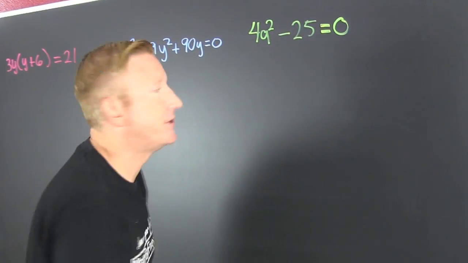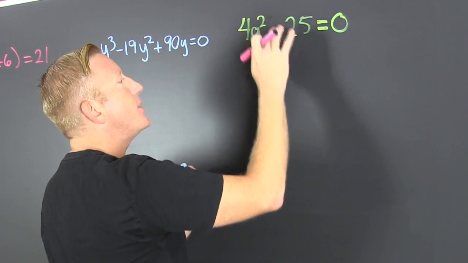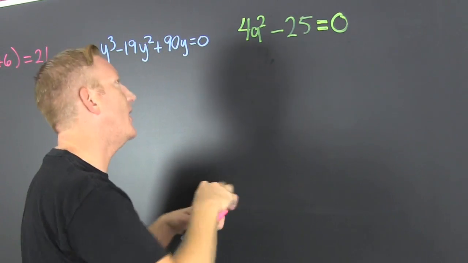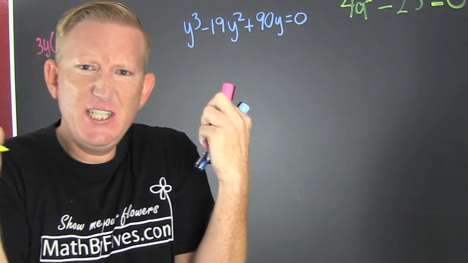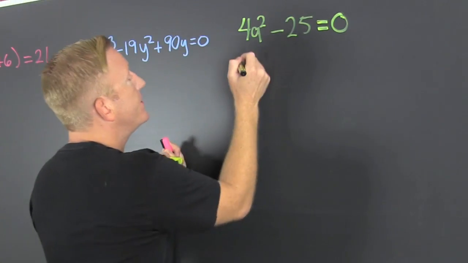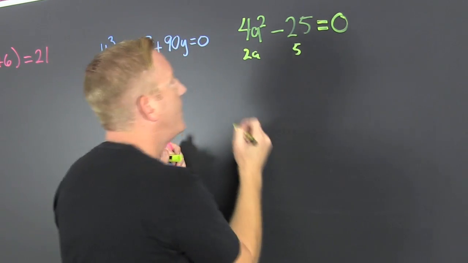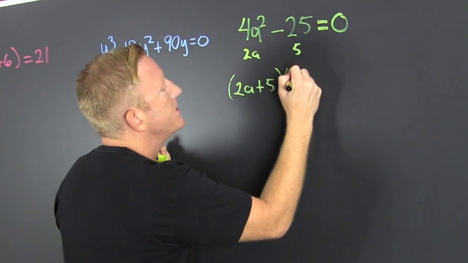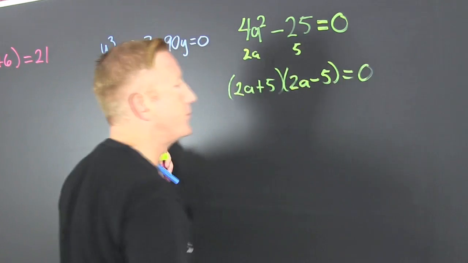This one, I have 4a squared minus 25 is equal to zero. Then what? Well, we see that we have the difference of squares. What's the square root of 4a squared? That's 2a. What's the square root of 25? 5. So it's 2a plus 5 times 2a minus 5, and that's equal to 0.